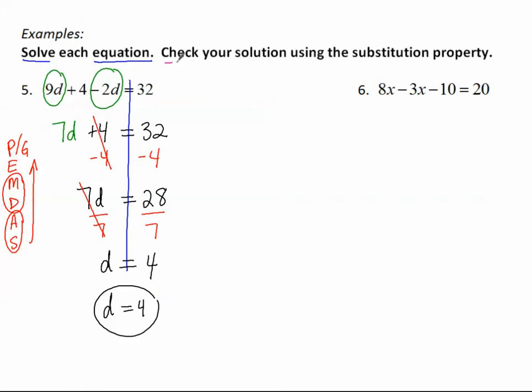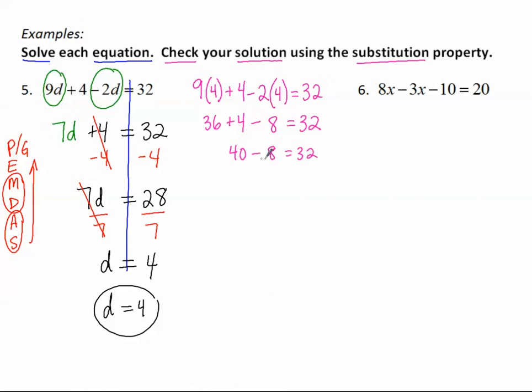But remember that we also want to check our solution using the substitution property. So we're going to take the 4 and we're going to substitute it back into the original equation. 9 instead of d, we're going to put 4, plus 4 minus 2 times 4 equals 32. 9 times 4 is 36, plus 4, 2 times 4 is 8. And we keep simplifying this expression. 36 plus 4 is 40. And 40 minus 8 is 32. Because 32 does equal 32, we know our answer is correct.